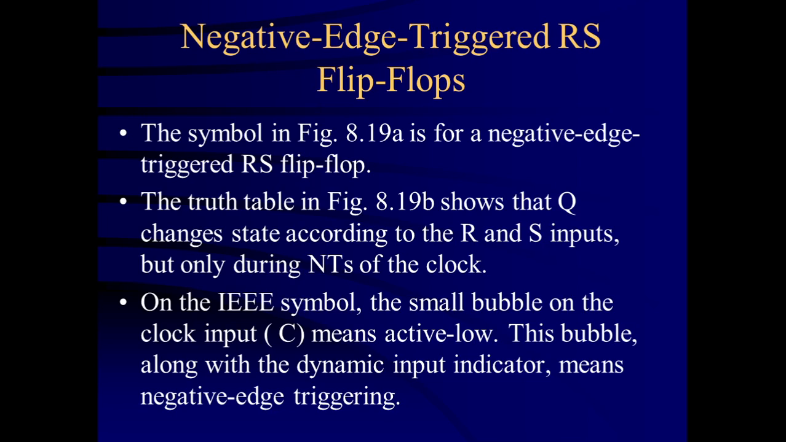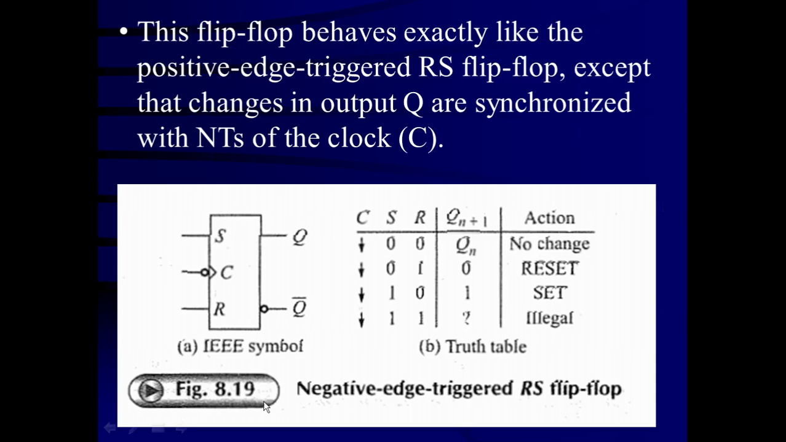On the IEEE symbol, the small bubble on the clock input C means active low. This bubble along with the dynamic input indicator means negative edge triggered flip-flops. So you can understand from the IEEE symbol. Prior to the gated flip-flop, a negative pulse forming circuit is utilized. In the IEEE symbol there is a small triangle indicator which shows that it is an edge triggered flip-flop. Simultaneously, this bubble indicates that it is a negative edge triggered flip-flop.